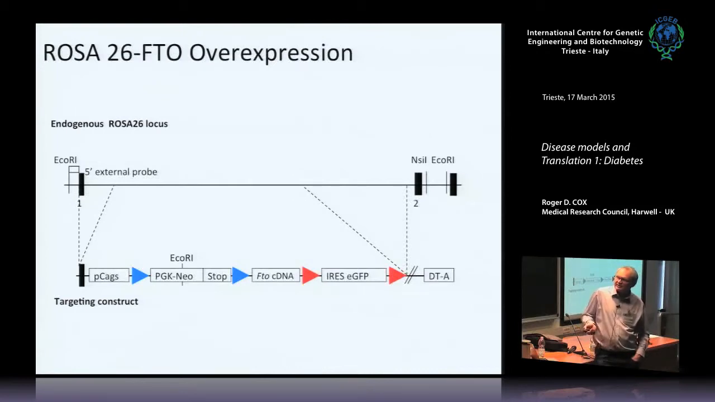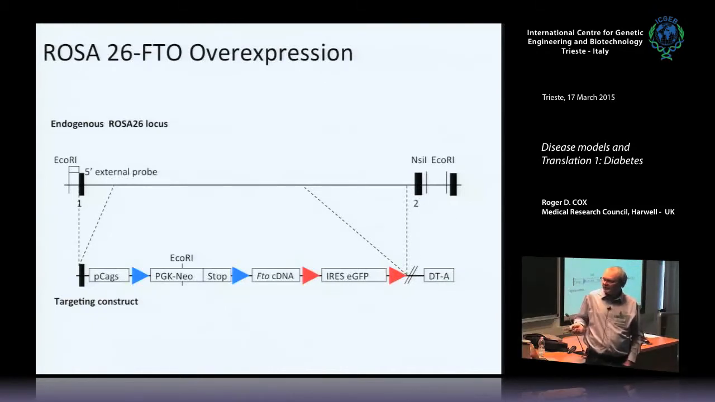So this has a chicken actin promoter on it. It's got, again, a selectable marker and a stop codon. So it won't express from this chicken actin promoter until we take the stop out. And as you can see, we've got some LOXP sites.